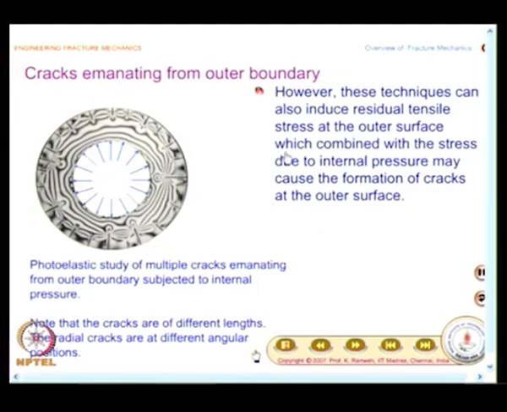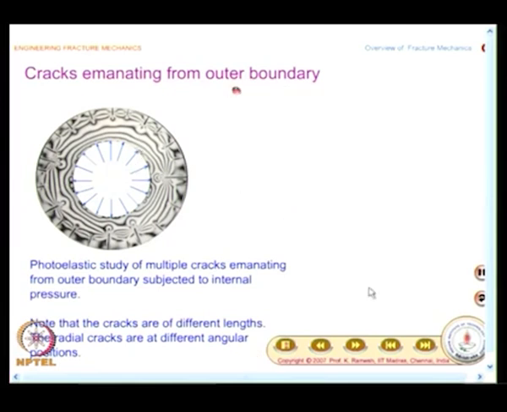This is very, very important, and this is what is summarized here, that the autofrettage techniques can also induce residual tensile stress at the outer surface, which combined with the stress due to internal pressure may cause the formation of cracks at the outer surface. This is what we have just now discussed, and the problem of an annular plate with radial cracks you come across in many engineering applications.